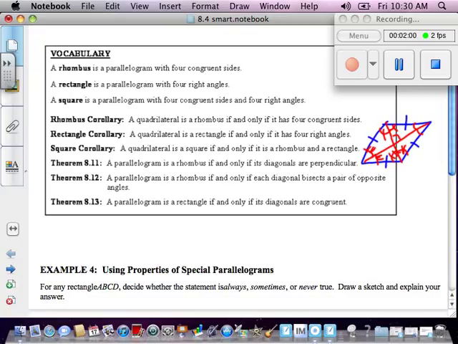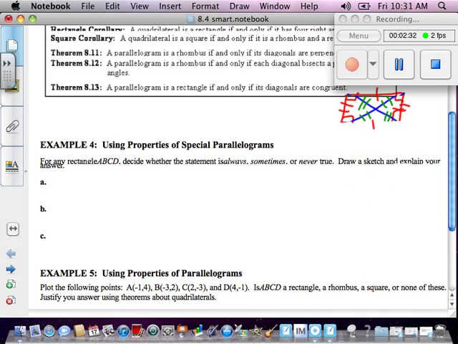A parallelogram is a rectangle if and only if its diagonals are congruent. So for a rectangle, we know we've got 4 right angles. We know the opposite sides are congruent. And we know that the diagonals are congruent. All right, we are going to skip the proof and move right along to using properties of special parallelograms.